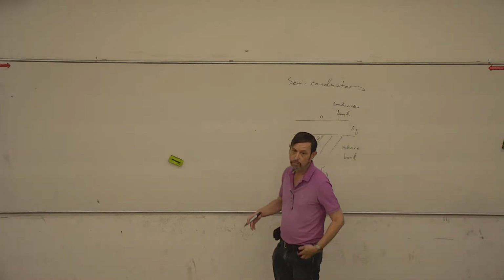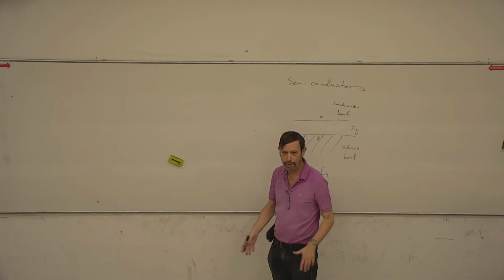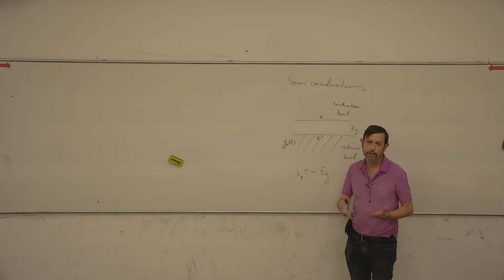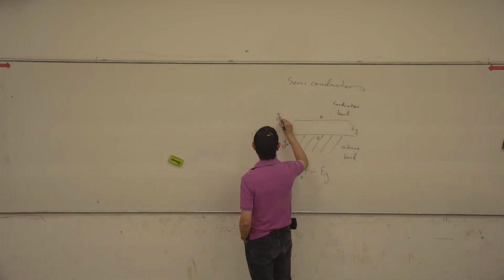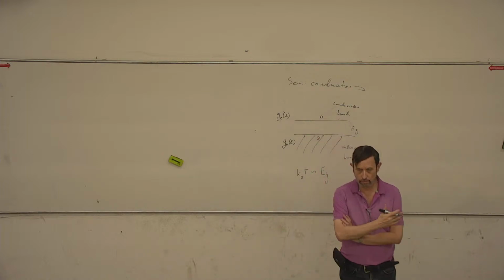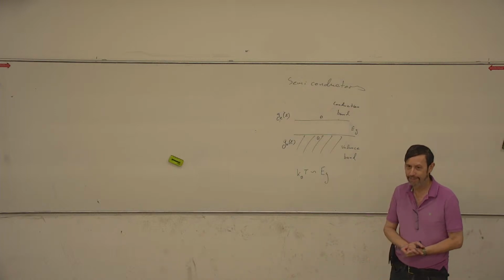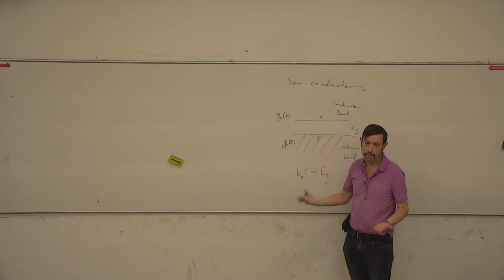So, I sat down, did my tight binding or free electron or whatever approximation I did, and got the density of states for the valence band and the density of states for the conduction band. It depends on the material, on the lattice structure. Well, lattice structure is material. But I'll here consider it as a given.